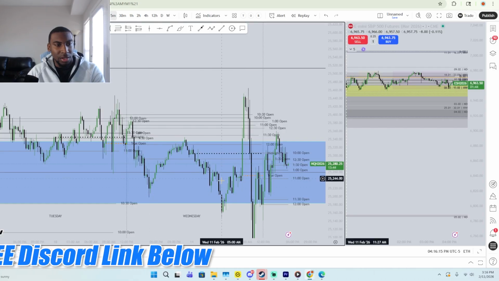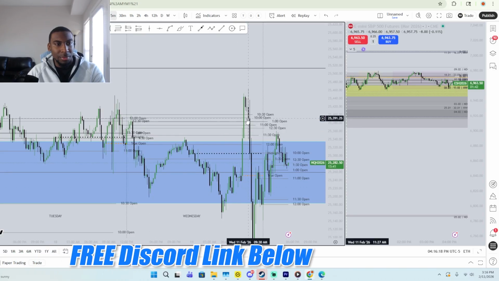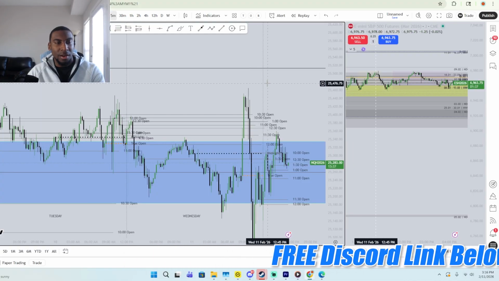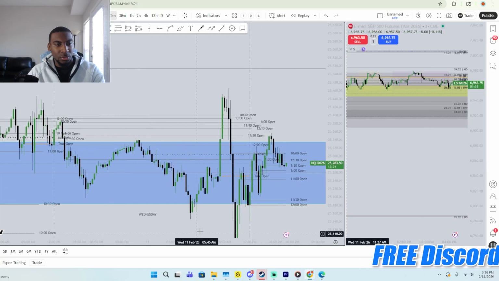We already took liquidity right here. We market shifted already back up. I'm looking for this fair value gap and/or this fair value gap to start gyrating and then start going back higher. As you can clearly see, we started to go lower.